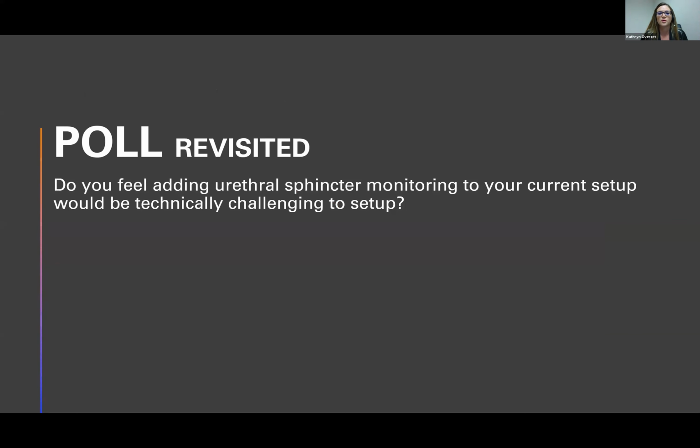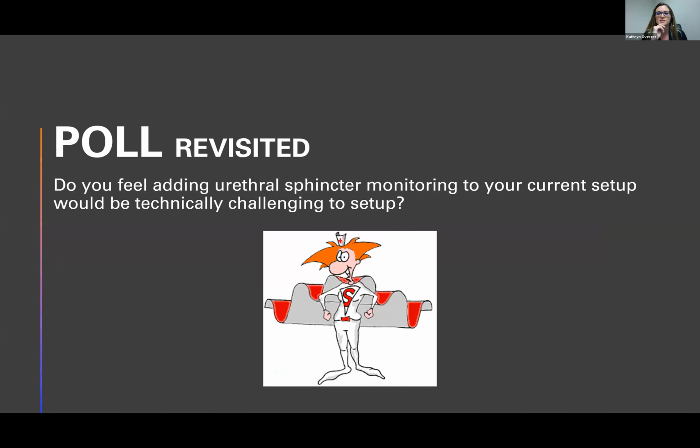So let's revisit the poll. Do you feel that adding the sphincter monitoring would be technically challenging? Well, the nurse is coming to your rescue. So she's the one who will place the Foley catheter in the patient. So for you, no, not really. Although if you have a difficulty of not having the correct size for the patient, then that is where things can get hairy. So as was mentioned previously, making sure that you know what size is needed by your surgical team for that particular patient is going to be the most technically challenging part of the setup for you.